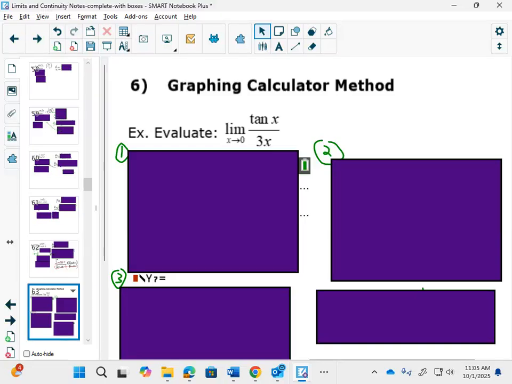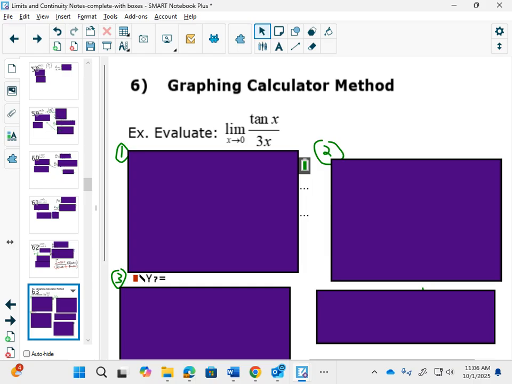There'll be some limits where you cannot do anything algebraically, or you can't do anything with your identities to figure them out.